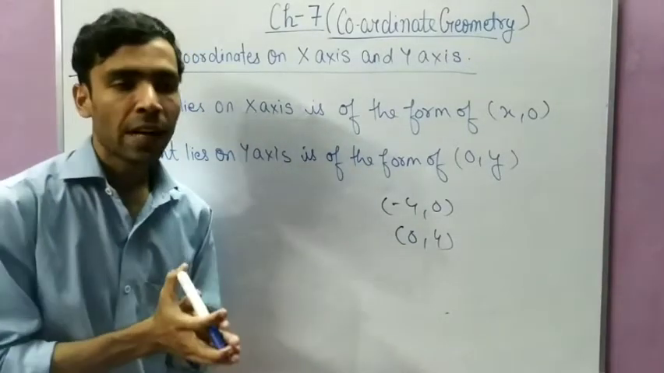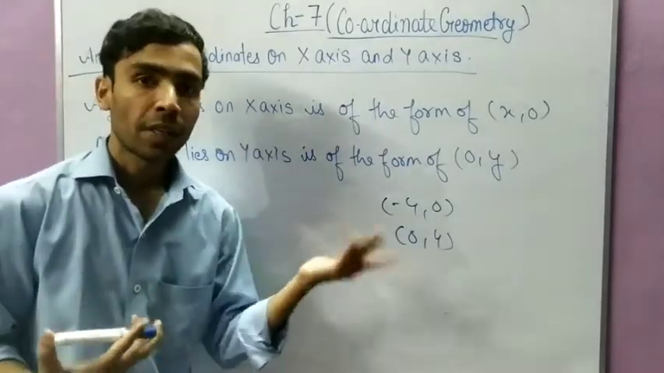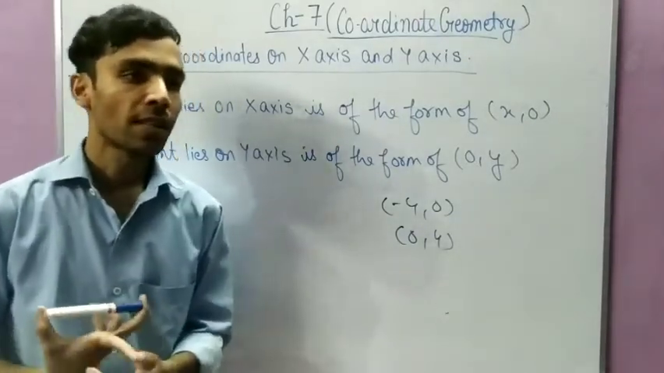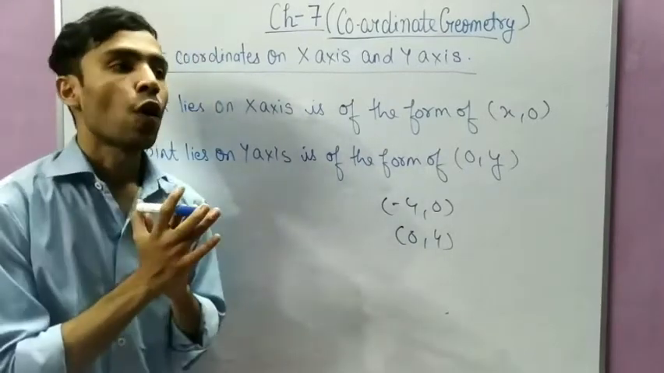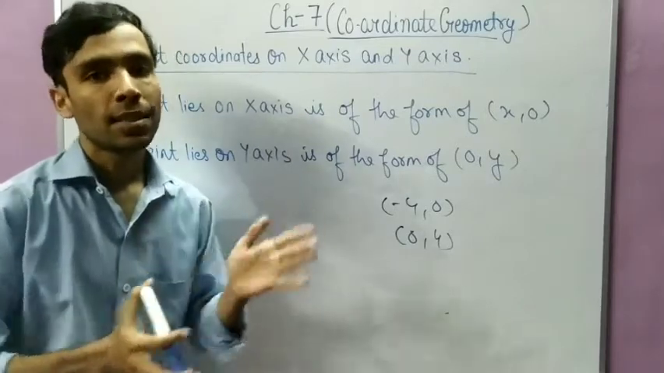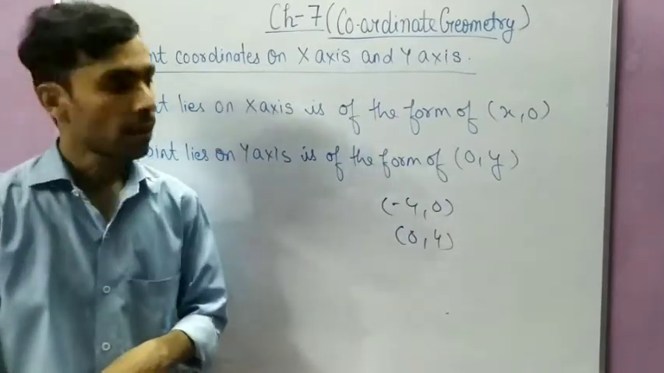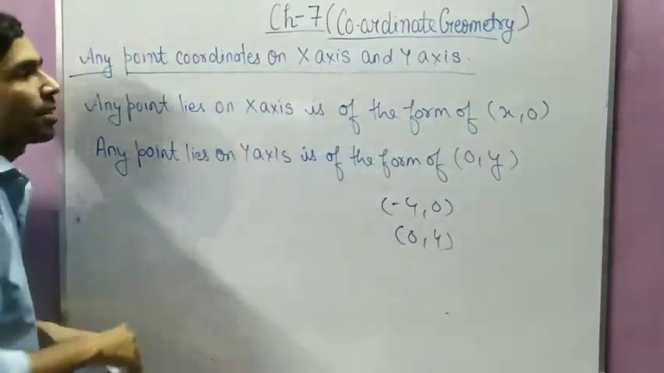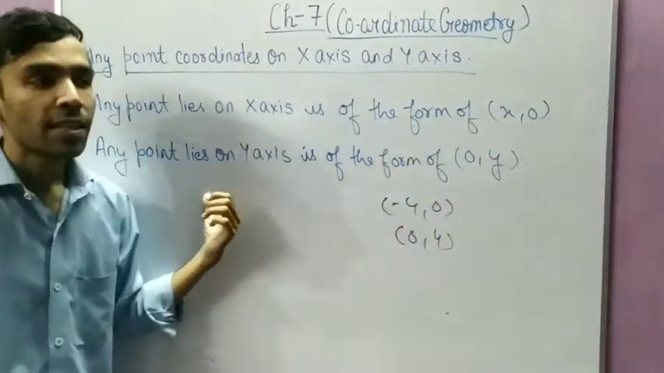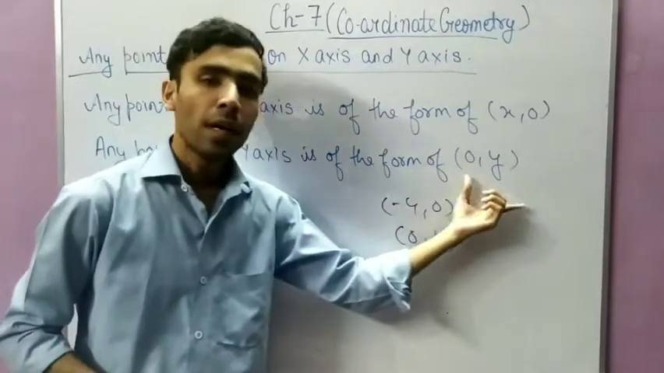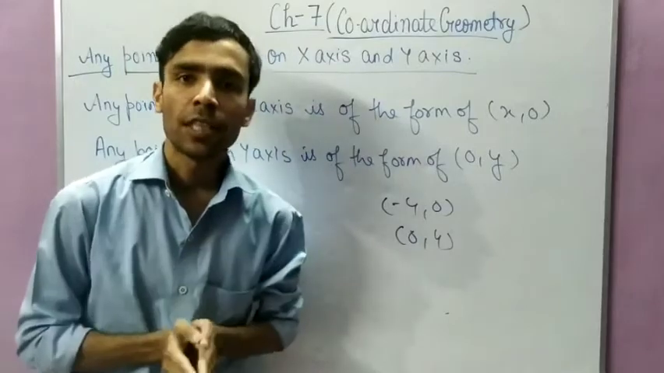So up to now we have studied what the Cartesian plane is, what a point is, what the quadrants are, what the signs of the quadrants are, and that a point has its own coordinates, which can be written as x comma y, where x is known as abscissa and y is known as ordinate. Whenever a point lies on the x-axis, it will be of x comma 0 type, and whenever a point lies on the y-axis, it will be of 0 comma y type. This is the information which you have already studied in the last class.